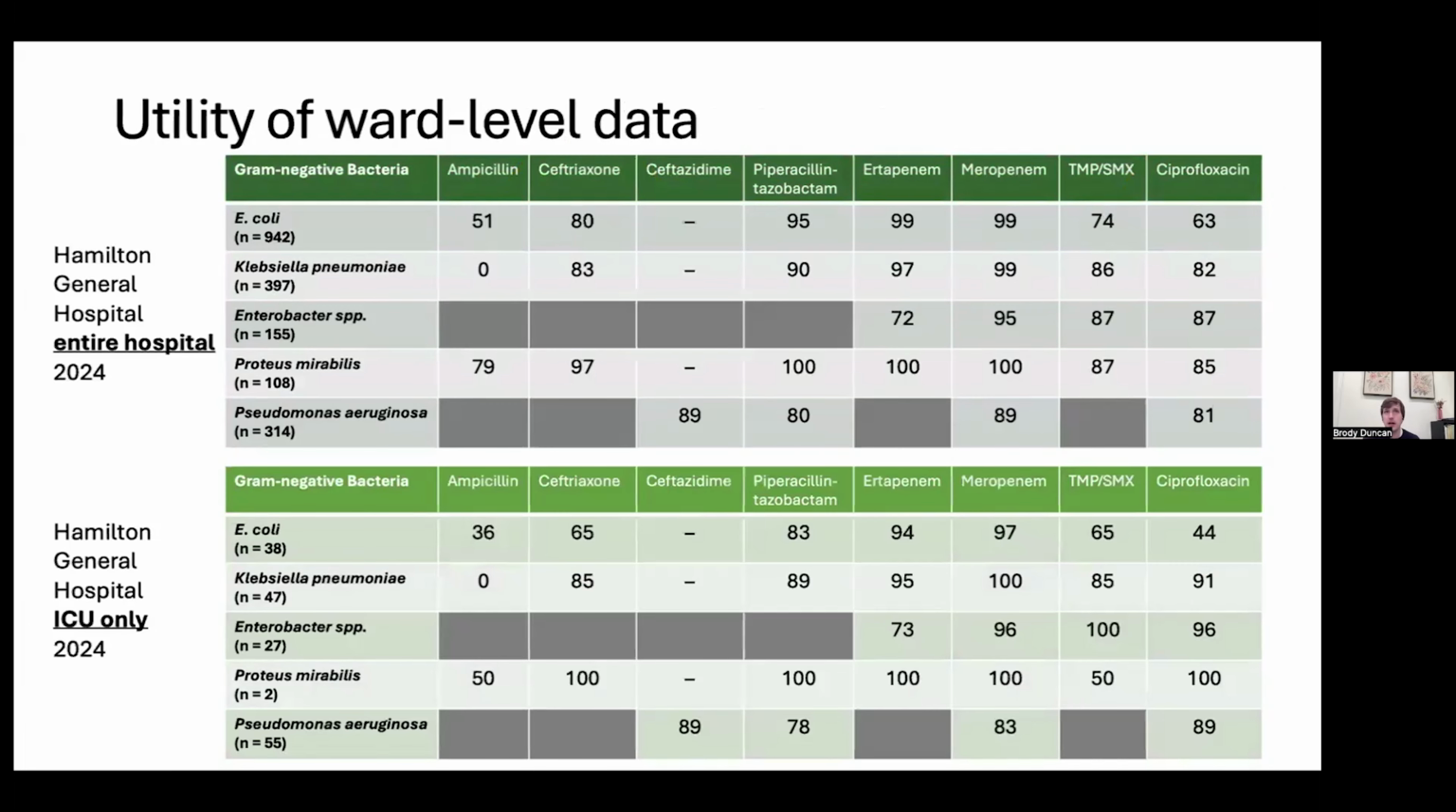Another thing is that a lot of people are trying to get into the nitty-gritty a little bit more and say, okay, we've got data for the entire hospital, which I'm presenting here on the top, but we can also look at ward-level data. So here on the bottom, I'm presenting data for the past year for just our ICUs here in Hamilton. If we focus in on a few key things, looking at ceftriaxone and piperacillin-tazobactam, there are really significantly decreased susceptibility rates to these beta-lactam agents in our ICUs compared to the hospital as a whole.